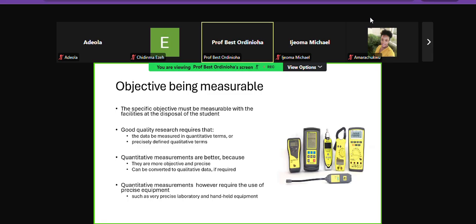When you set the objectives, you must be able to measure. You must measure, knowing fully well that you can only study what you can measure. You cannot study what you can't measure. You can't say you want to take the anthropometric measurements of angels. No, you cannot, because you can't see them. So how would you take the anthropometric measurements?